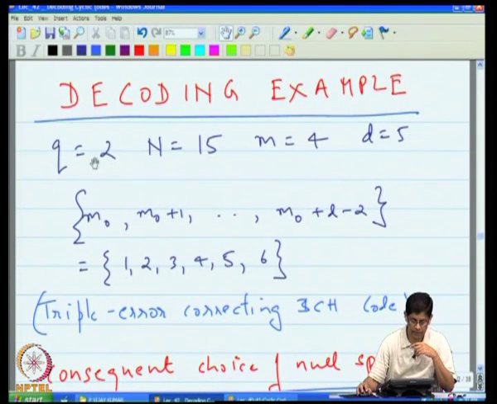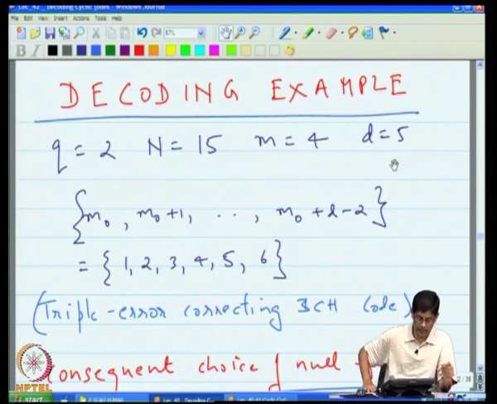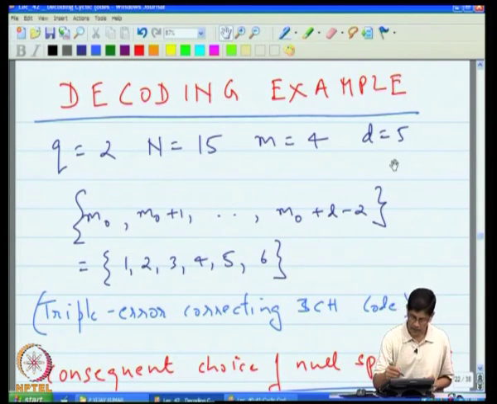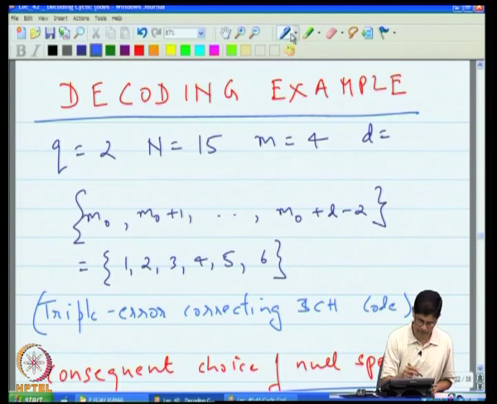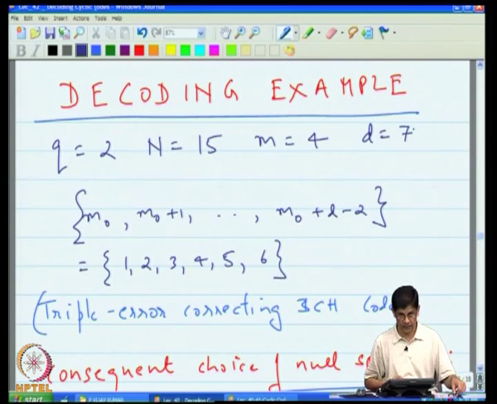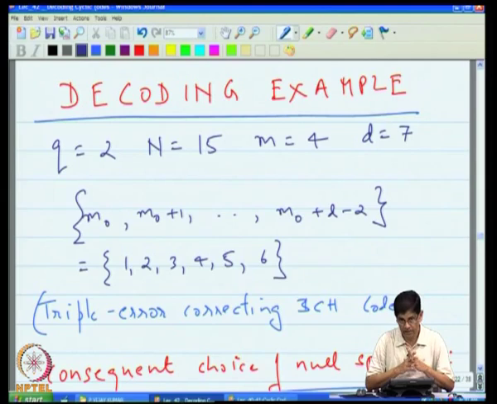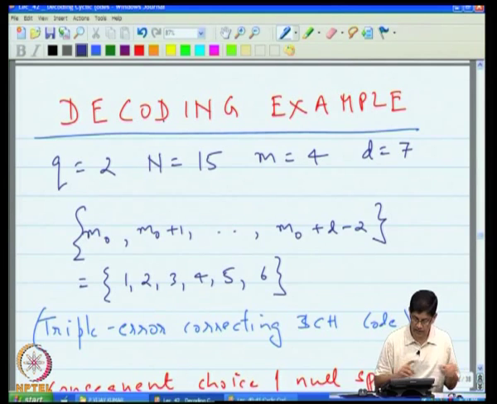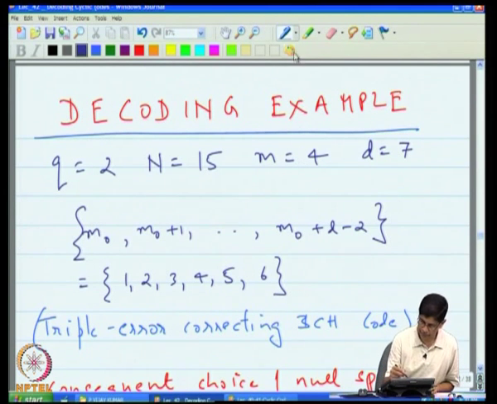So, here in this example the code is binary. So, q is 2, the block length is 15, so m is 4. The multiplicative order of q mod 15 is 4, and let us say that the design distance of the code is 7. Let us say that the design distance of the code is 7, which means that this code is capable of correcting (d minus 1) upon 2, which is 3 errors. So, this is in fact a triple error correcting BCH code. Okay, so, let us just make a note that this is triple error correcting.